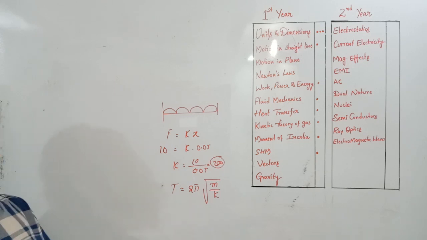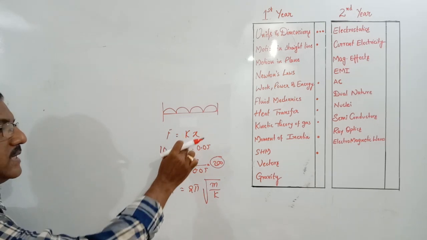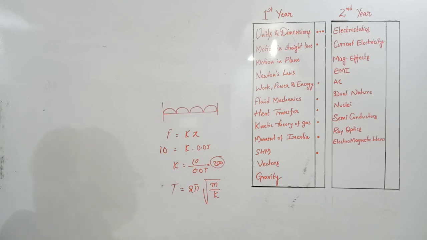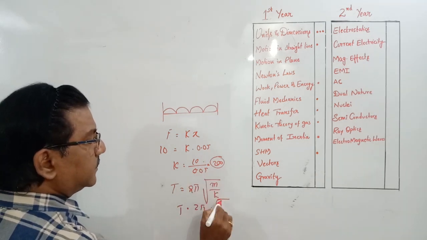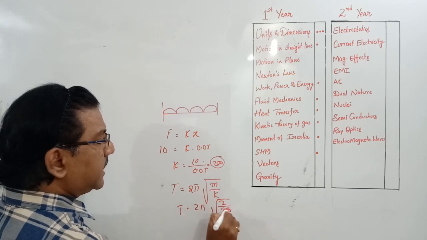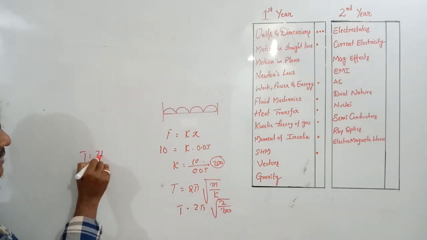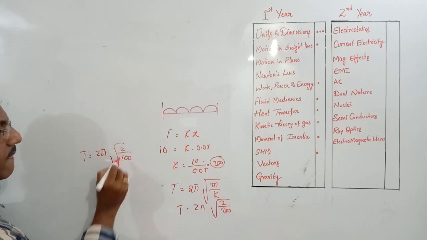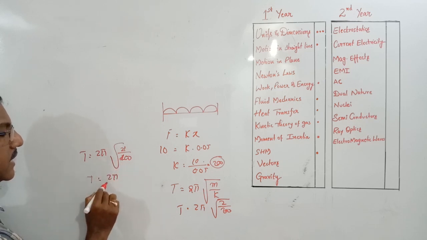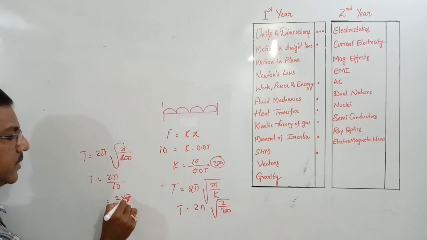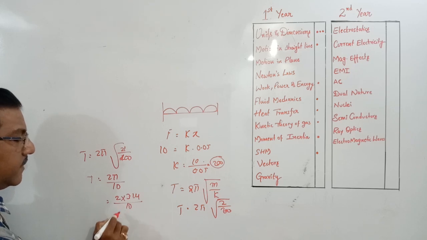This is the problem from SHM. This is given, you have to calculate k. T is equal to 2 pi root over m by k. M is given 2, K is given 200, that answer is with you. T is equal to 2 pi root of 2 by 200, T is equal to 2 pi root of 1 by 100, which is 1 by 10. 2 into 3.14 by 10, 6.28 by 10, 0.628.